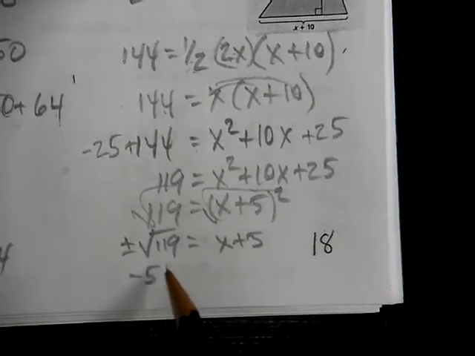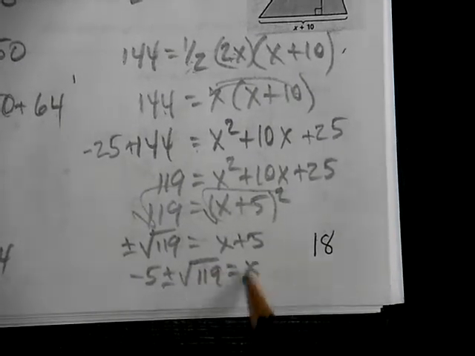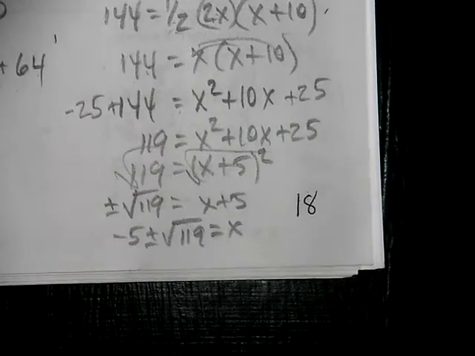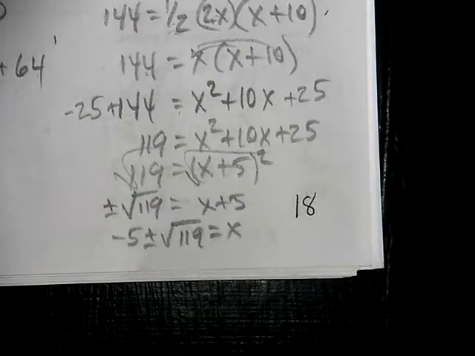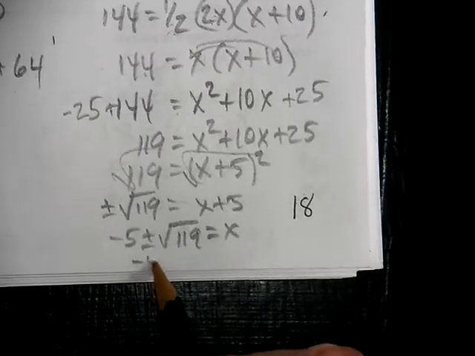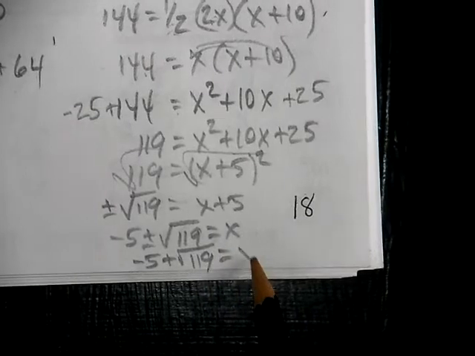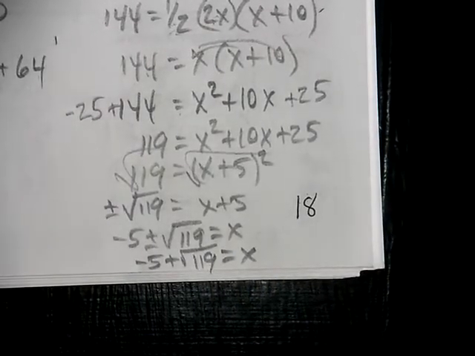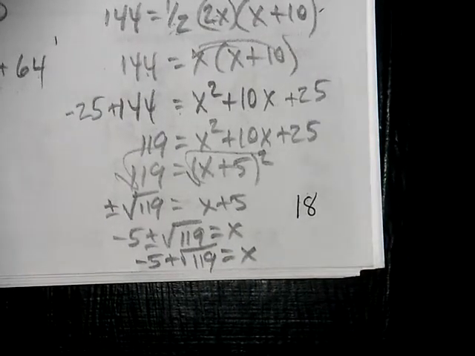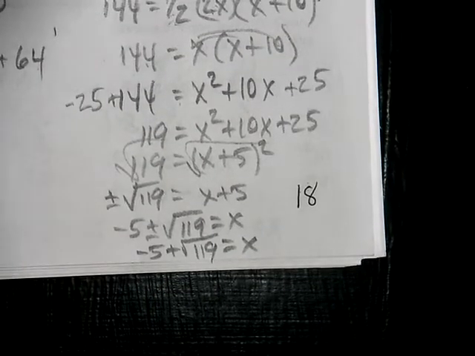Subtract my 5 across. We want to be sure that we have the value that is positive for x. So that's going to be negative 5 plus the square root of 119, not the minus. The minus would give you a negative. Minus 5 minus more is going to give you a negative answer. So here, that must be your x value, what I see.